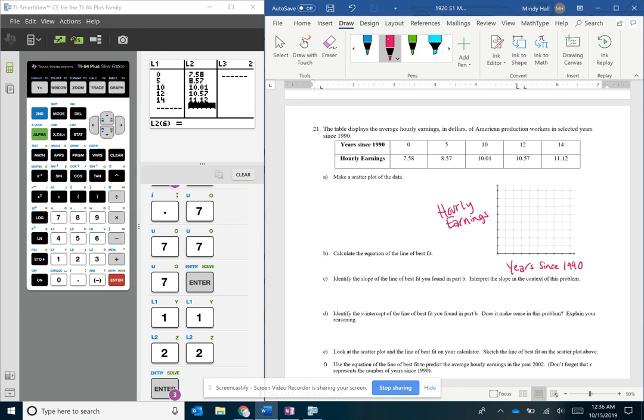1, 2, 3, 4, 5, 6, 7, 8, 9. Okay, so we can count by 2. So 2, 4, 6, 8, 10, 12, 14, 16, and so on. And then my other one goes up to 11.